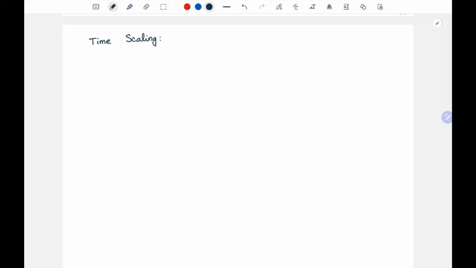We saw what time shifting is. Now we'll see time scaling. For this case, again we'll consider some signal x of t. Let's say on one side it is t1 and on the other side it is t2, right? Or we can make this a little smaller. Okay, and this is x of t.